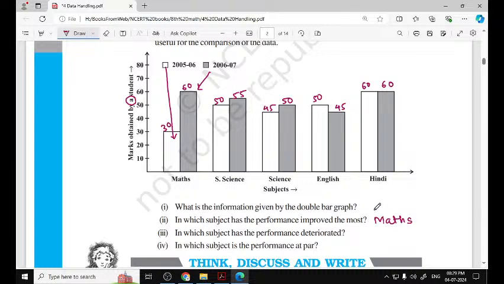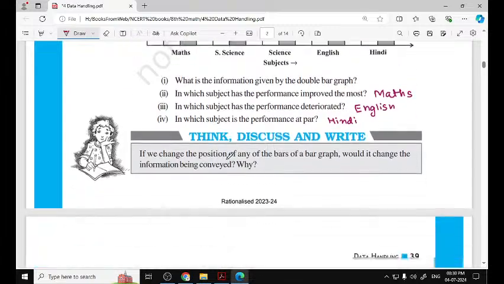In which subject has the performance deteriorated? Deteriorated means there are less marks in the next year, that is in English, because in 2005-06 marks were 50 and in the next year marks are 45. In which subject is the performance at par? At par means no change. So such performance is for subject Hindi.